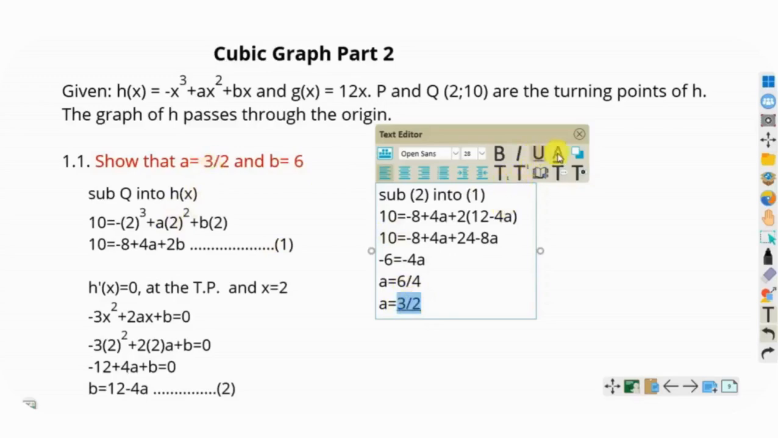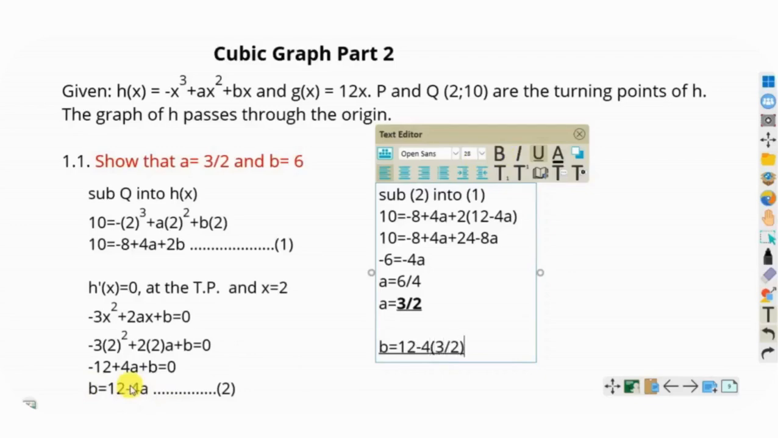Okay, and now you need b, right? So we already have the equation here. You'll just substitute a into equation 2. Okay, so just say b equals to 12 minus 4a. A is 3 divided by 2.